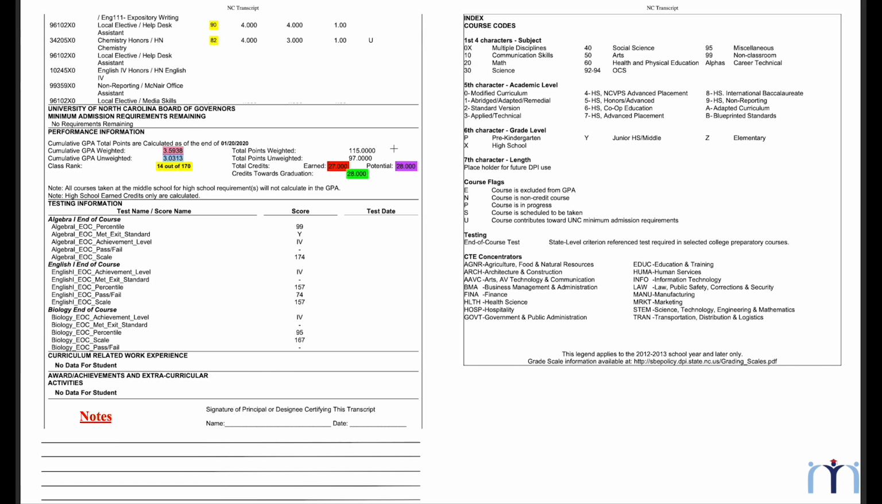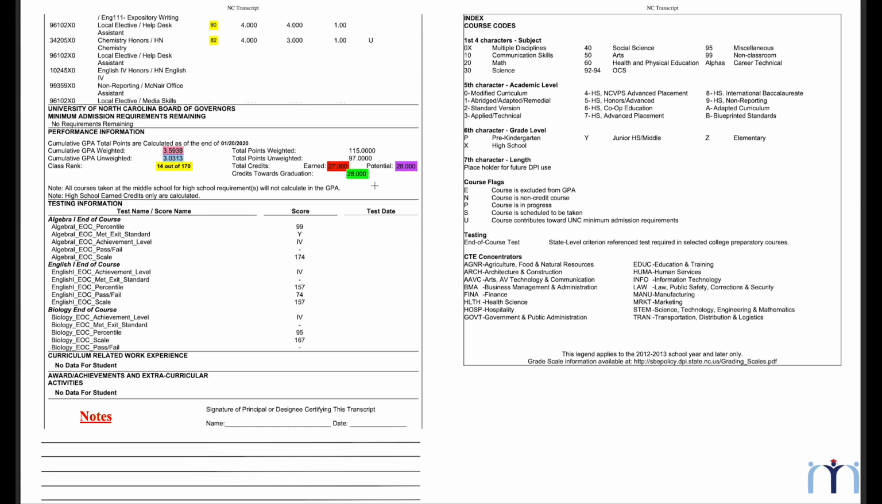This is another great place for you as mentors to look. You'll see in bright red the credits earned, versus in purple, the potential credits. As you can see earlier in the transcript, we had a red highlighted portion where they had failed honors chemistry. This is where that will show up. They've earned 27 credits out of a potential 28. So they have failed one class.